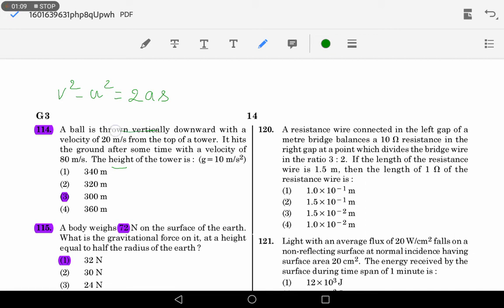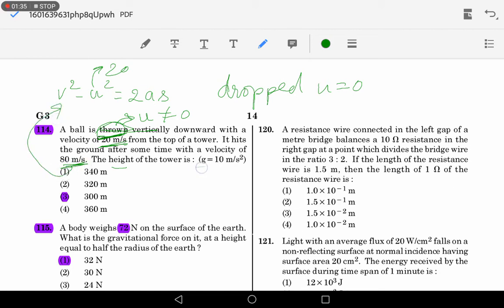Remember, when it is thrown vertically downward, thrown meaning initial velocity is not equal to 0. Dropped meaning initial velocity equal to 0. So since it is thrown, the initial velocity is not 0, and the velocity is given in the question as 20, u equal to 20 meter per second. It hits the ground with final velocity 80 meter per second. g is 10 meter per second squared, since you have to involve acceleration due to gravity, which provides the required acceleration to the ball, and you can find the height. Solving, you will get the height to be 300 meter.